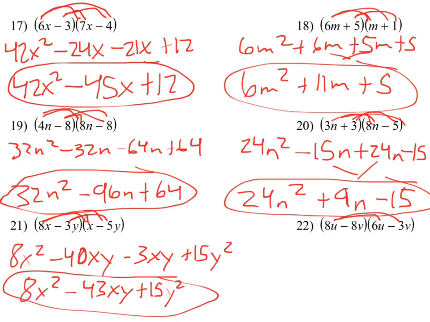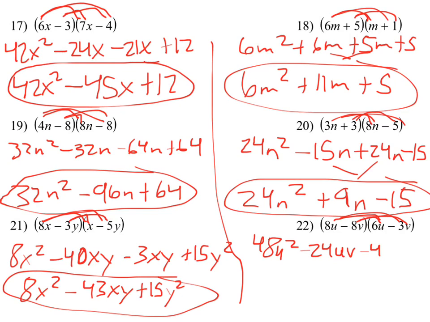And it's looking like the rest of these are going to follow a similar pattern. 8u times 6u is going to give you 48u squared. Okay, kind of separate that. And then 8u times negative 3v is going to give me negative 24uv. And then in the middle, negative 8v times 6u is going to give me negative 48.